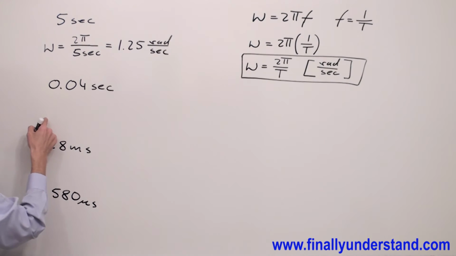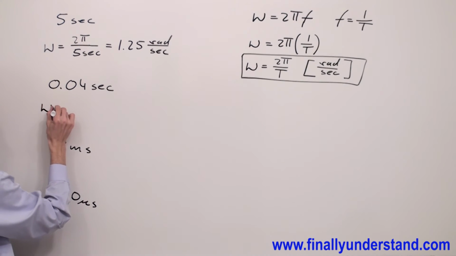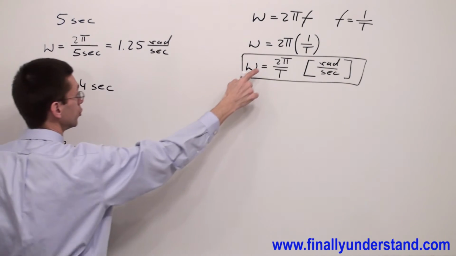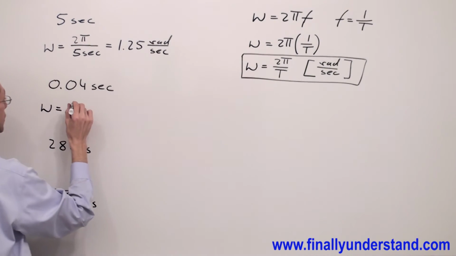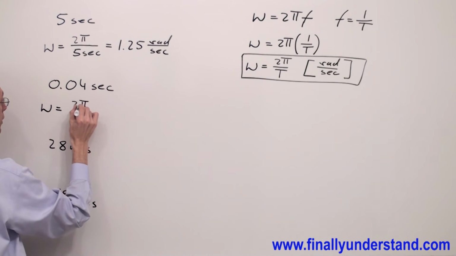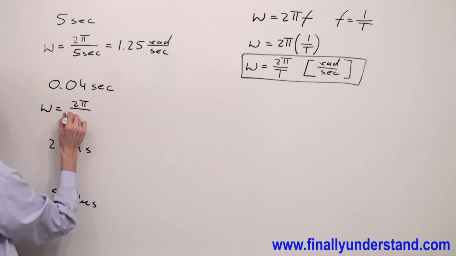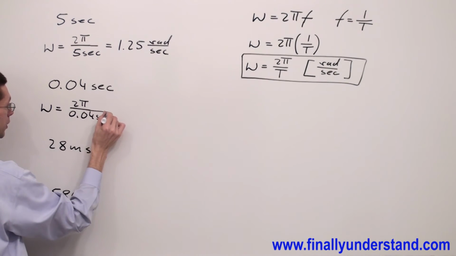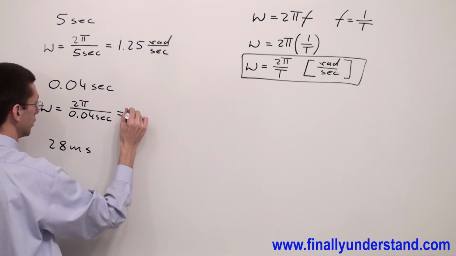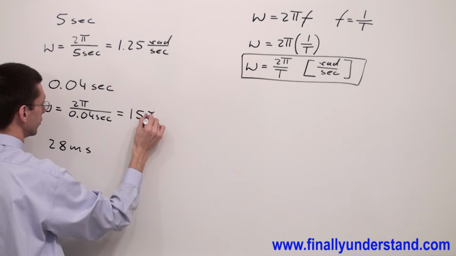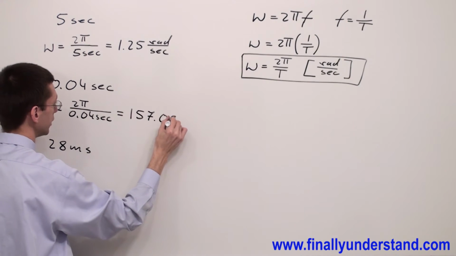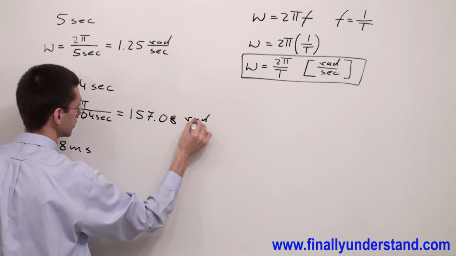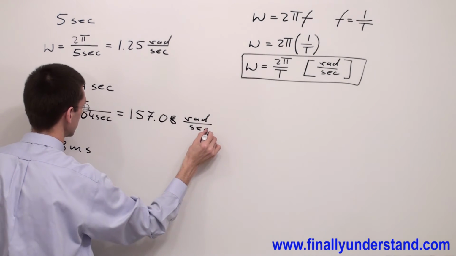Let's take a look at another one. I have again omega equals 2 pi over period. So I have 2 pi over period. My period is 0.04 second. This is equal to 157.08 radians per second.